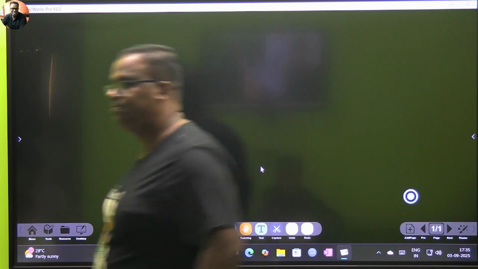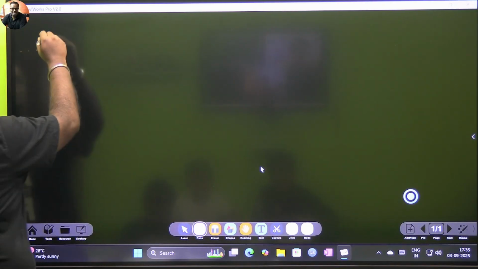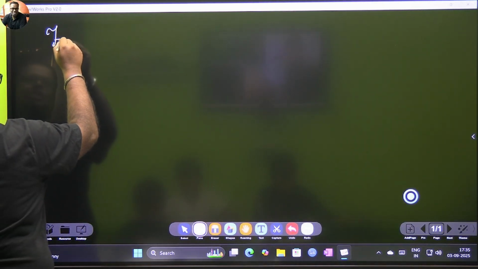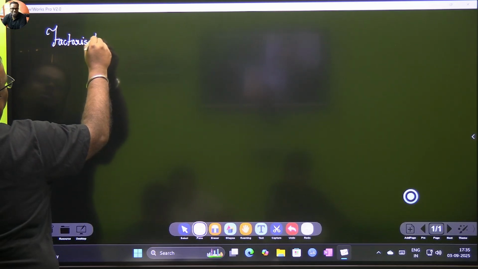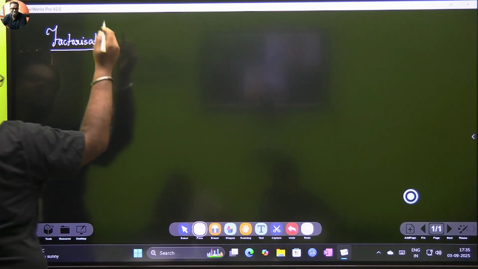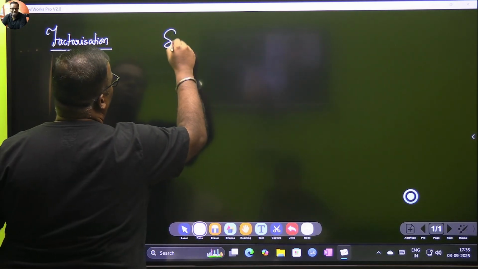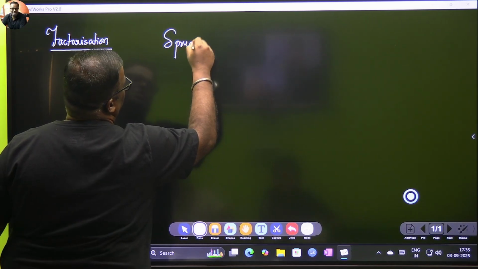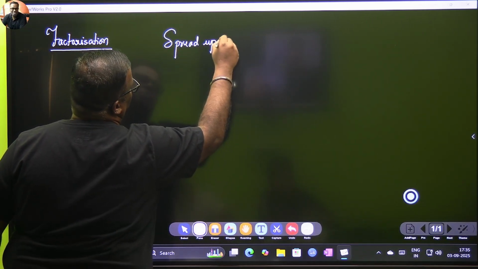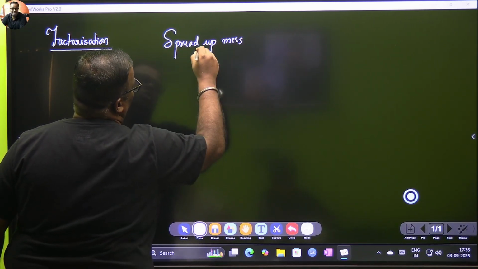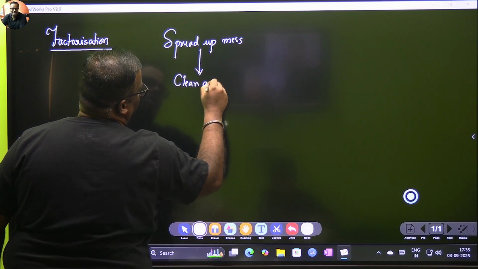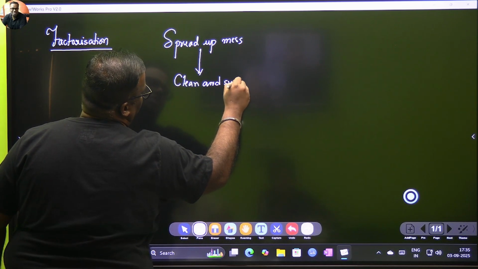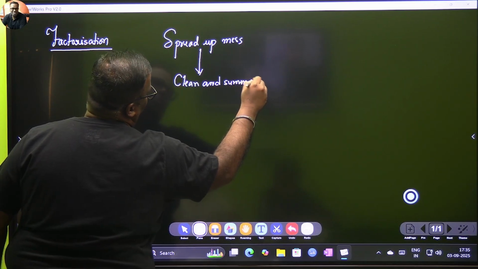Shall we? Okay. So the name of our chapter is Factorization. Think that in this chapter, everything will be spread. There will be a spread-out mess, and all your job will be to clean and summarize. This is what should work behind your head.